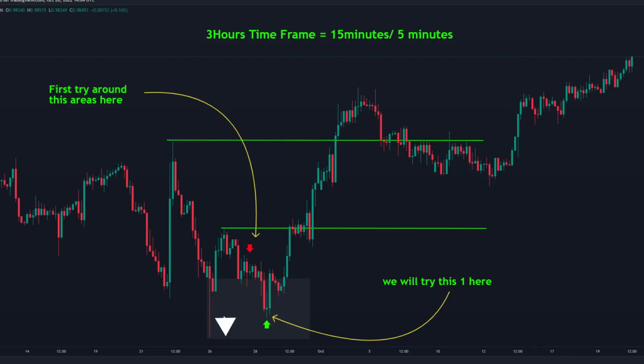And lastly, note that this low here is our invalidation point, meaning if you are in the lower time frame but the market keeps going lower and lower without giving you any buy signals, and the market breaks this point, then you should stop looking for buy setups, just move on to another pair and do the same thing.